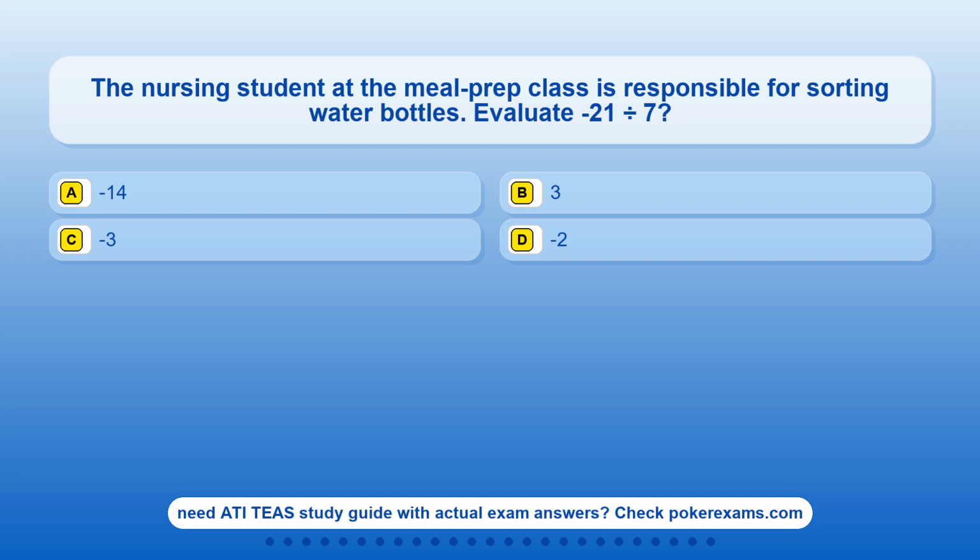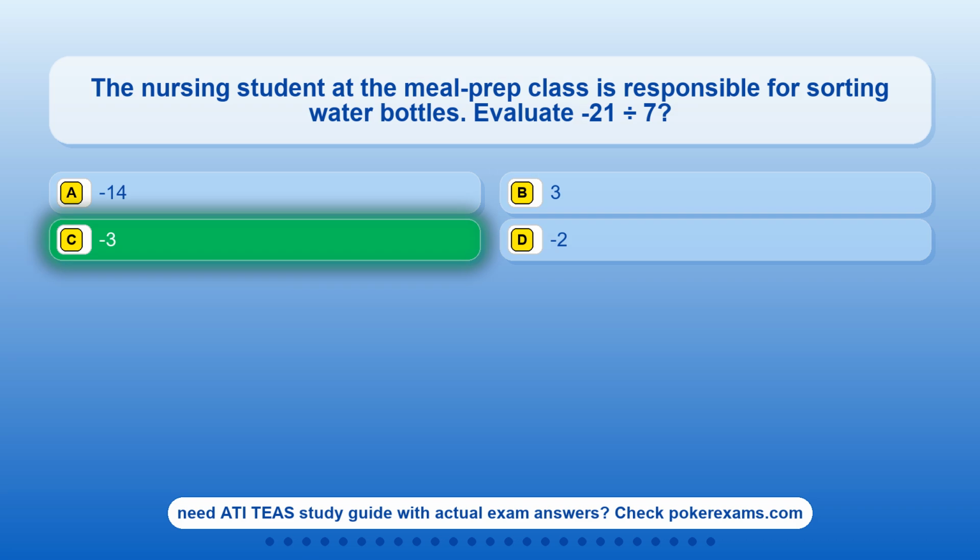Question 9. The nursing student at the meal-prep class is responsible for sorting water bottles. Evaluate -21 divided by 7. Option A, -14. Option B, 3. Option C, -3. Option D, -2. The correct answer is option C, -3.